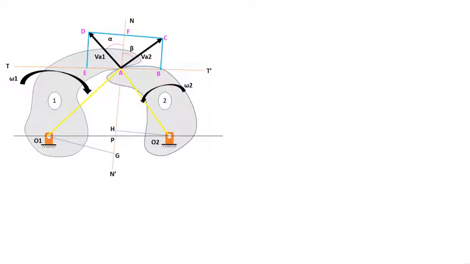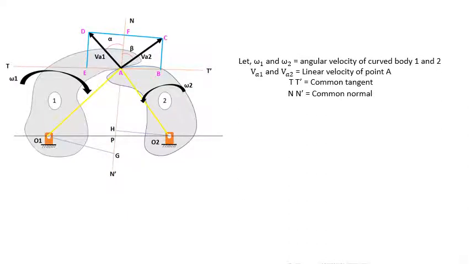So next one, here let omega 1 and omega 2 be the angular velocity of curved body 1 and 2, and here VA1 and VA2 represent the linear velocities of point A, because A is the pitch point, common point for both body 1 and 2. So T1 represent the common tangent, whereas N dash represent the common normal.